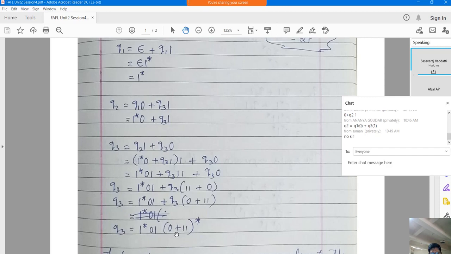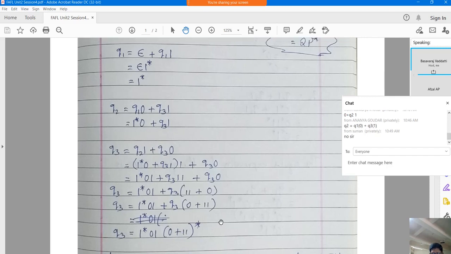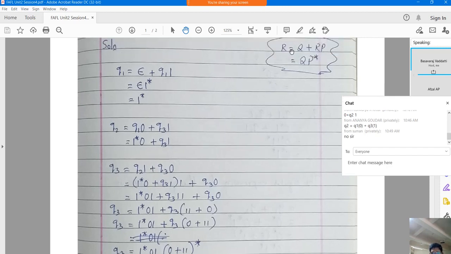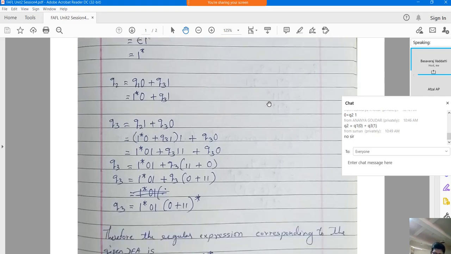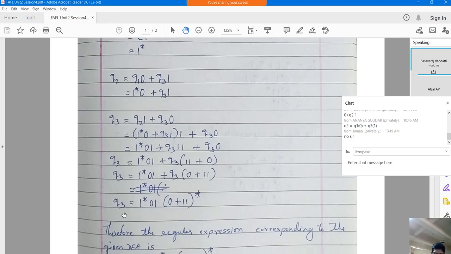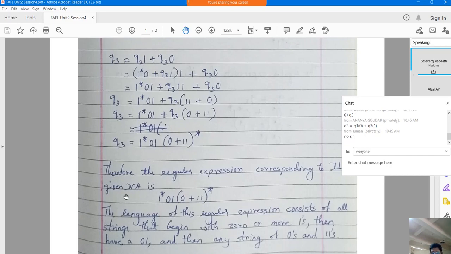That is 1 star 0 1. Then whatever there is within the parenthesis, that is another sub expression, that is 0 plus 1 1 star, because of this formula. Because of this formula, R equals Q plus RP is replaced by QP star. This is the final regular expression for the given DFA.